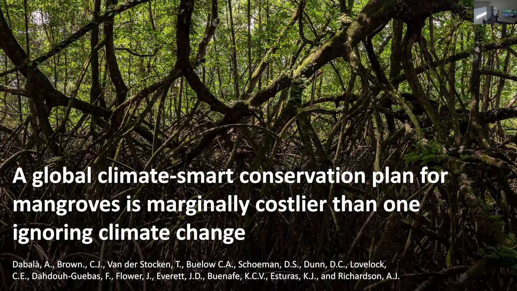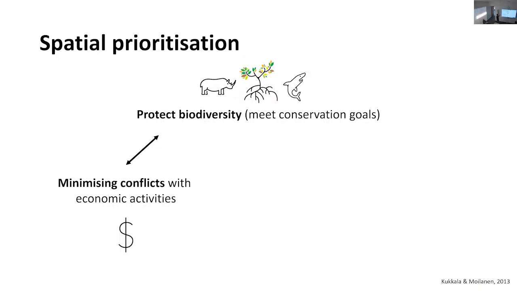And yeah, now I'm moving to what I'm doing now. So this climate smart conservation plan for mangroves that we found could be marginally costlier than one that is ignoring climate change. So, going back to the same graph, here I'm saying that we should also think about climate change. There are many areas of systematic conservation planning that sometimes we are not considering, and it's sometimes difficult to consider altogether.